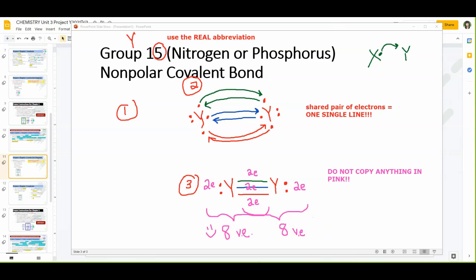Again, don't copy anything in pink. That was just to prove to you that this is a stable and happy bond between 2 identical nonmetals. Again, yours should just look like this. All right, so feel free to pause the video, continue playing when you're ready.